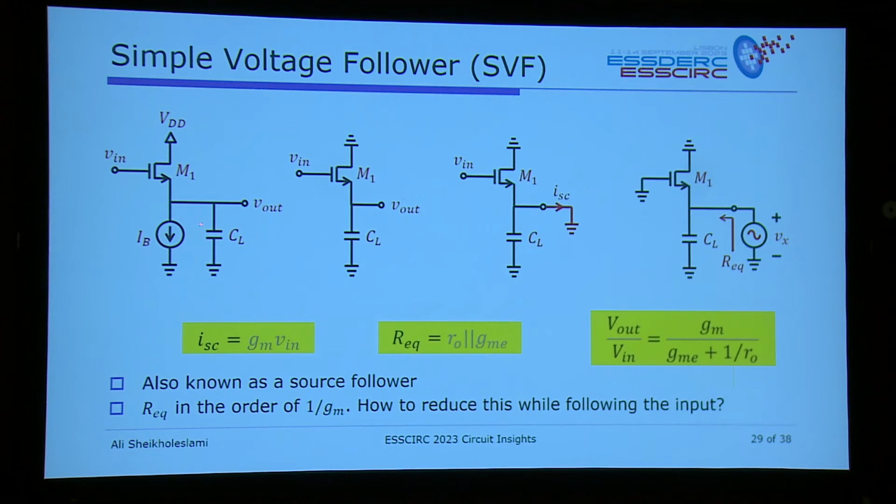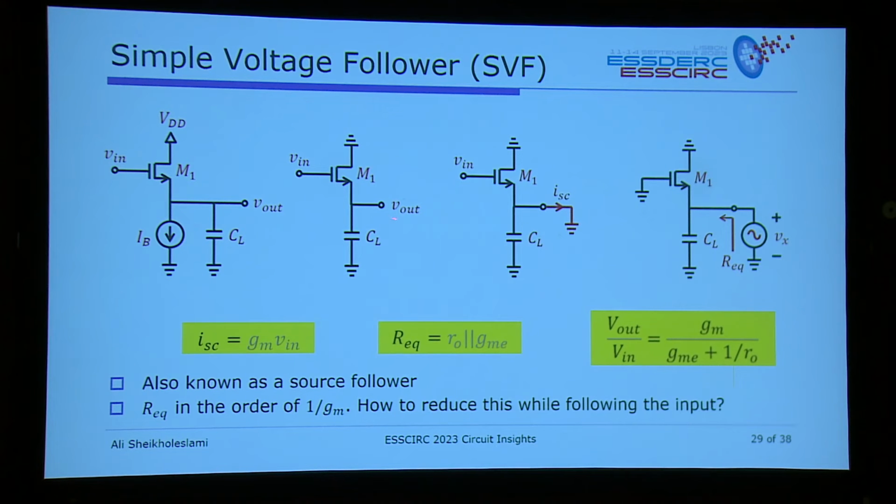If I want to analyze this to find out what's the small-signal voltage gain, I need to first get rid of this IB. I need to zero it. And this becomes the equivalent circuit for a small signal, or AC. So I need to analyze this, and I need to find out what is V out in terms of V in.